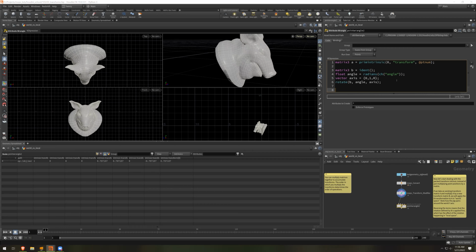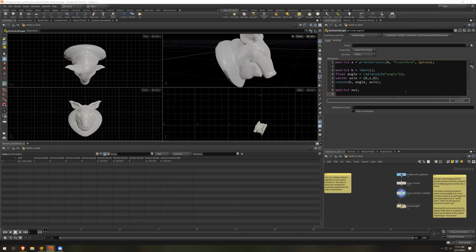To make this easier to look at, I'm going to create a third matrix, and this is going to be our output. So I'm going to say matrix 3 out, and then just not define it as anything because I'm going to write to it in a second. What I'm going to do is make a toggle on here that says whether I want to rotate in world space or not.